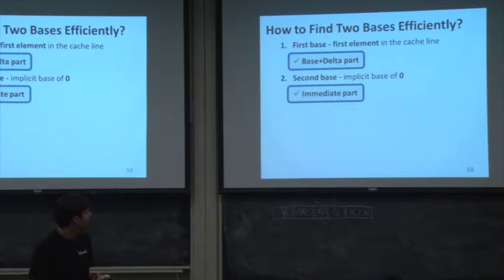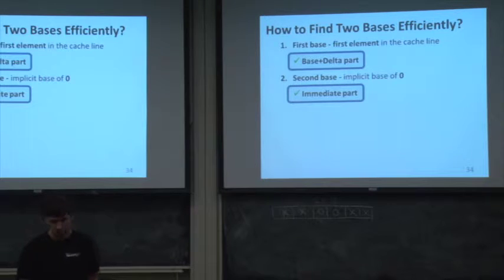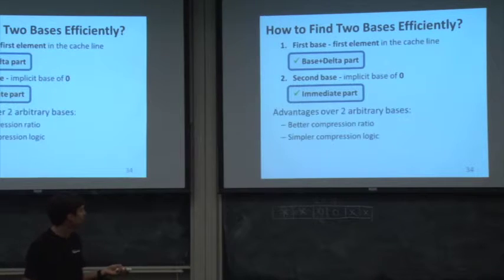The immediate part comes from the second observation, the usage of the second base as a zero base. Why does that work? Because it happens that different types of values, in many cases, mix with narrow values, those that have a lot of non-useful bits. So for those, you don't really care about what the base is. You can just take a zero, and that's good enough. So for narrow values, it doesn't matter. You can take just a base of zero.